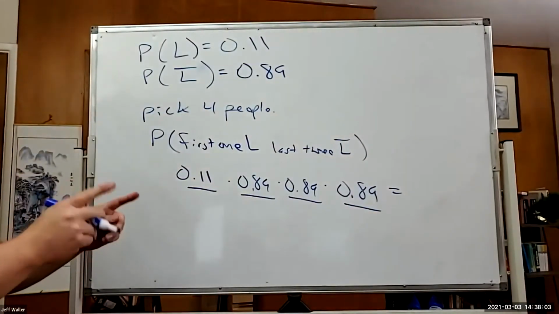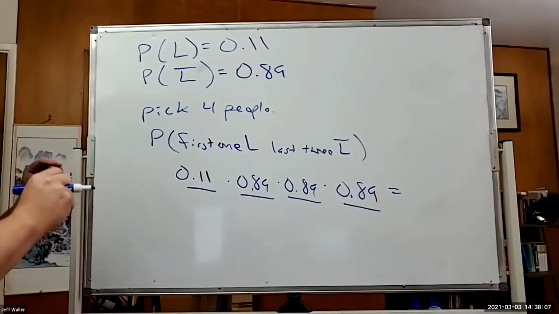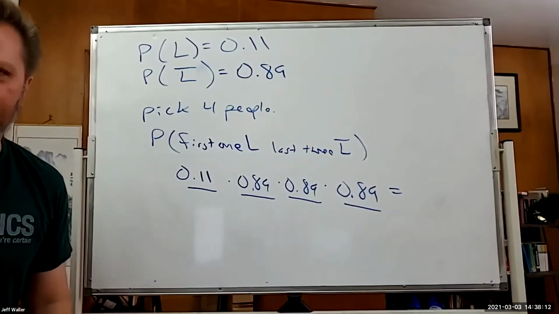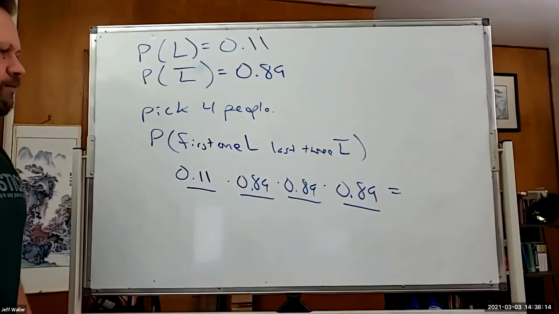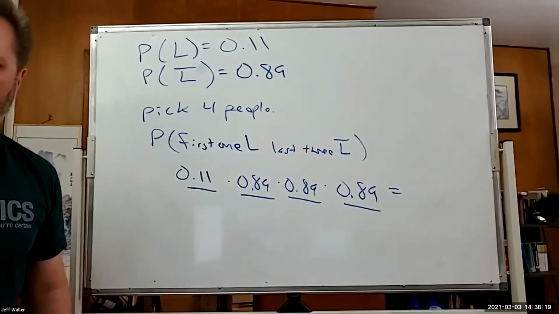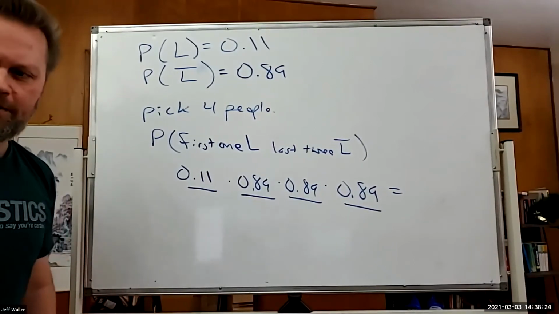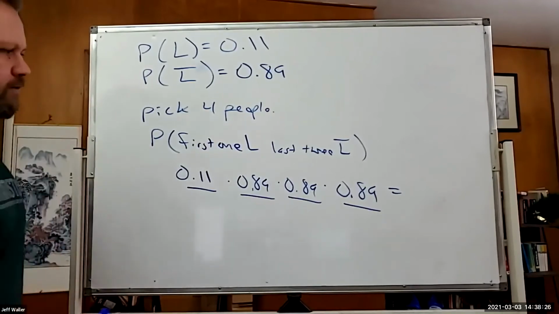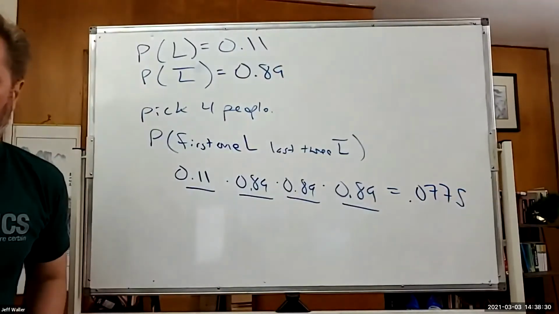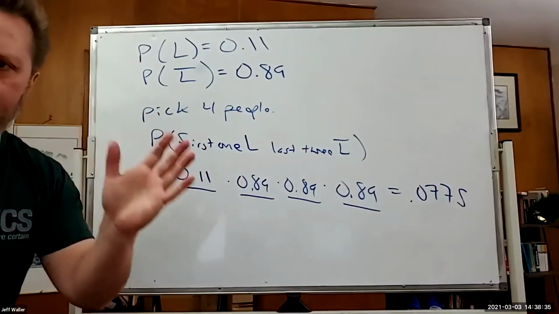Let me see, 0.89, 0.89, 0.89, I don't know. How close did I get? Probably 0.069 or I don't know, 0.07. Nobody's gonna help me? 0.0775. Okay. Thank you. All right, nothing amazing, nothing to see there.